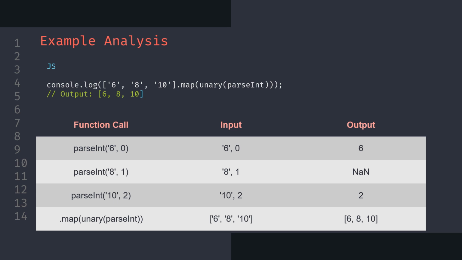Without the unary wrapper, parseInt misinterprets the second argument as a radix. Wrapping it ensures correct results.